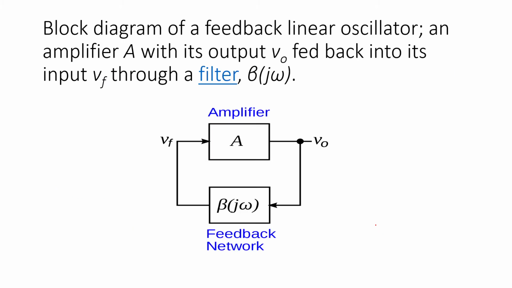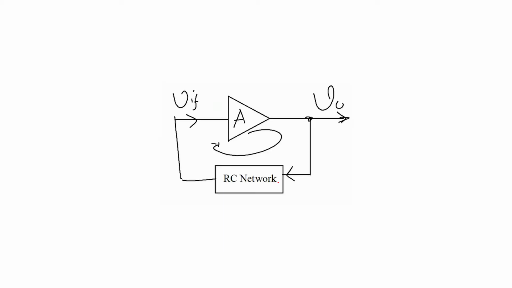Alright, basically this is a simple block diagram to explain the feedback linear oscillator. The amplifier is the op-amp amplifier, and this is the output. The output of the amplifier goes through the feedback network to the input. This part is the RC. So we have the RC network as feedback, and the output of the amplifier will be fed back to the input.